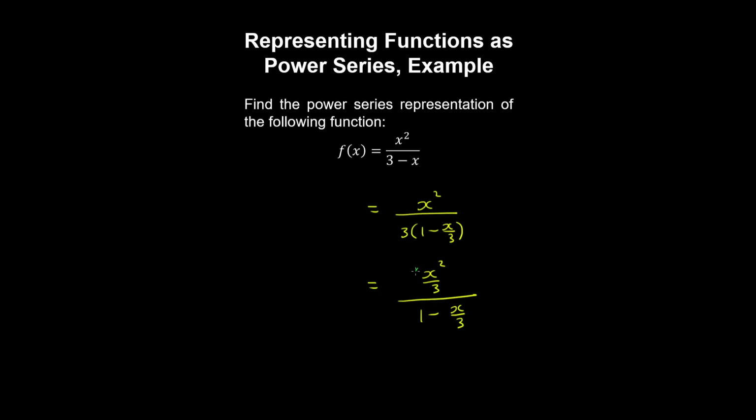So this looks like a geometric series where the constant is x squared on 3 and the ratio is x on 3. So therefore we can write the function as an infinite sum of the constant multiplied by the ratio to the power of n.